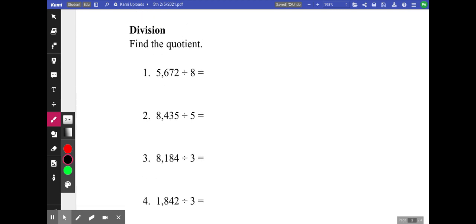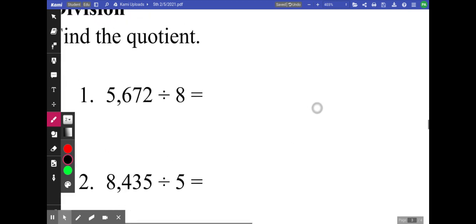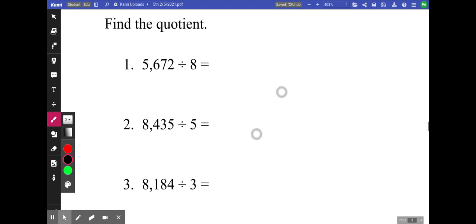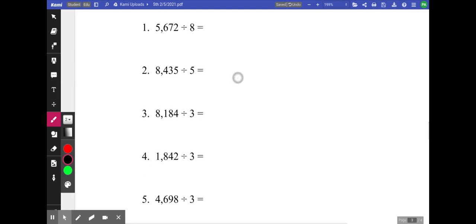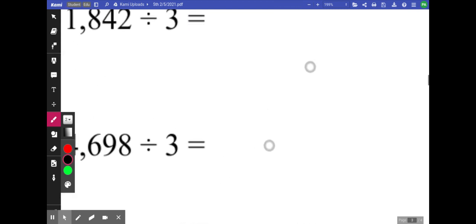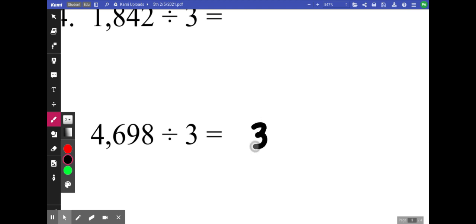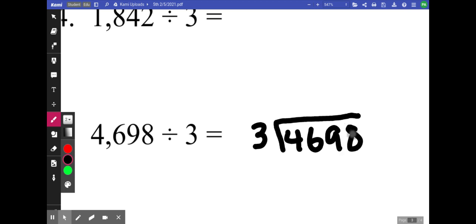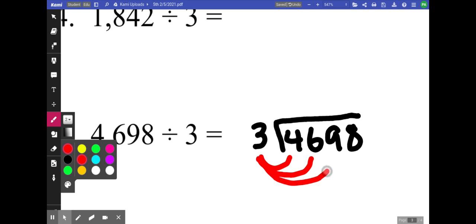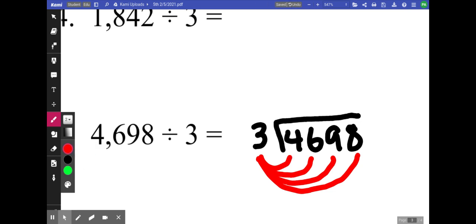Division. Find the quotient. So once again, there's big numbers, so the best way to divide such big numbers is to align them. So let's try number 5. 3, and then we're gonna do it like 4, 6, 9, 8. And you have to see if 3 goes into each number no matter what. Unless it's obvious, like let's say this 4 was 1. But obviously it is not.